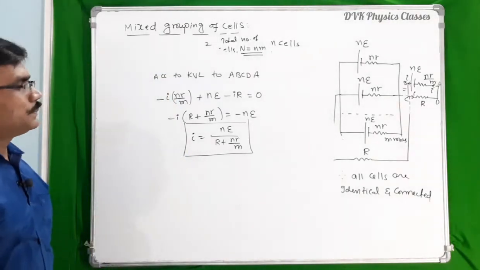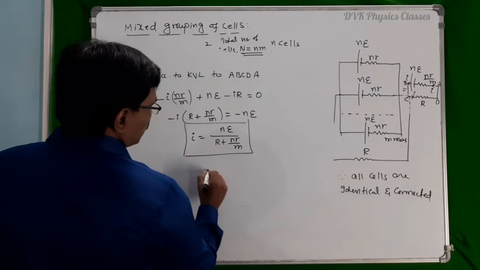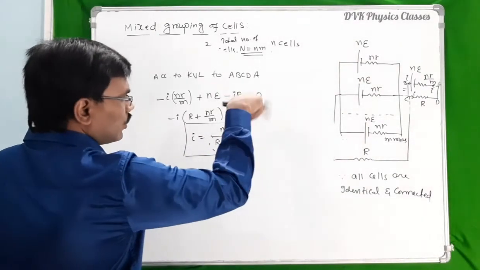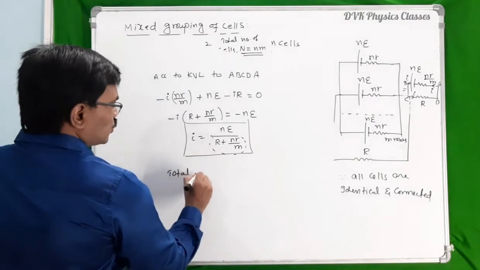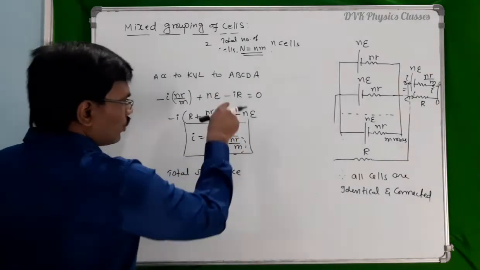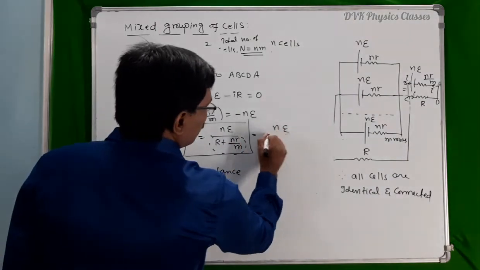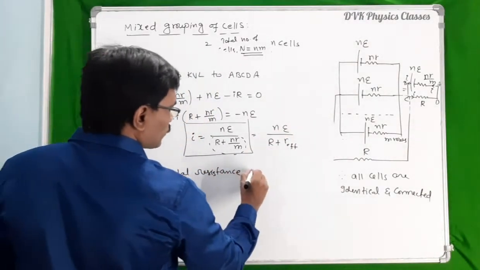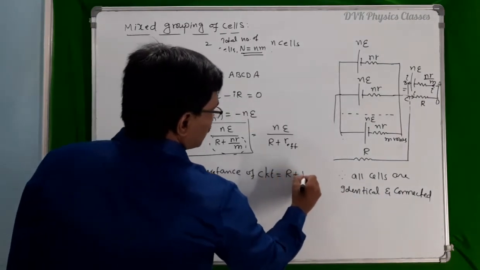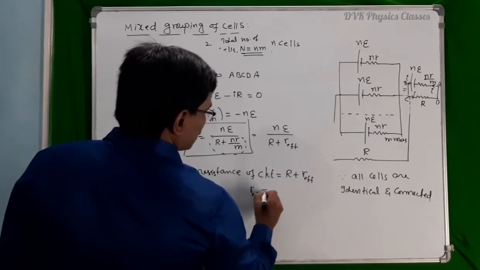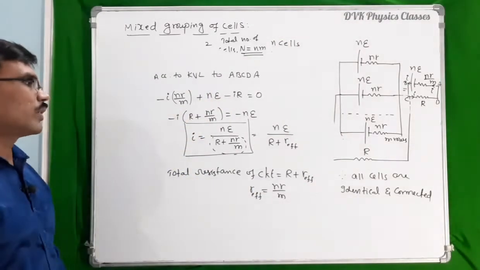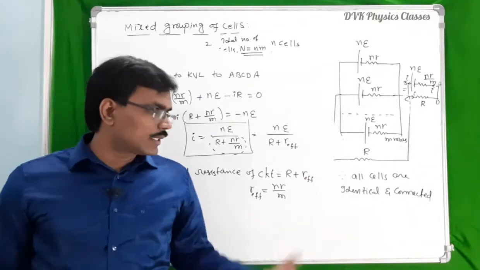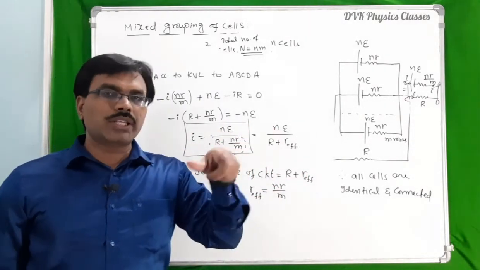This can be written further. What is this term here? This is the total resistance of the circuit: the external resistance plus the internal resistance of the whole combination of cells. So the total resistance of the circuit is R plus R effective, the external resistance plus the effective internal resistance, which equals nr upon m. Total EMF upon total resistance gives us the current in the circuit. This is the derivation for the current supplied by the mixed grouping of N cells.